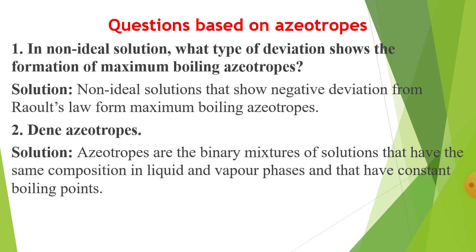Okay, dear students. Question 2: define azeotropes. As I have told you about the azeotropes, again you have to write the answer like this. Azeotropes are binary mixtures of solutions that have the same composition in liquid and vapor phases and that have constant boiling points. So this is the definition of azeotropes.